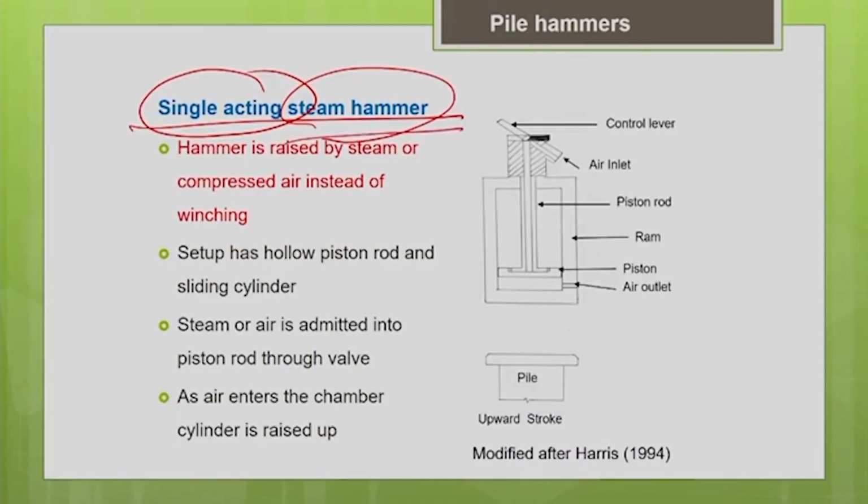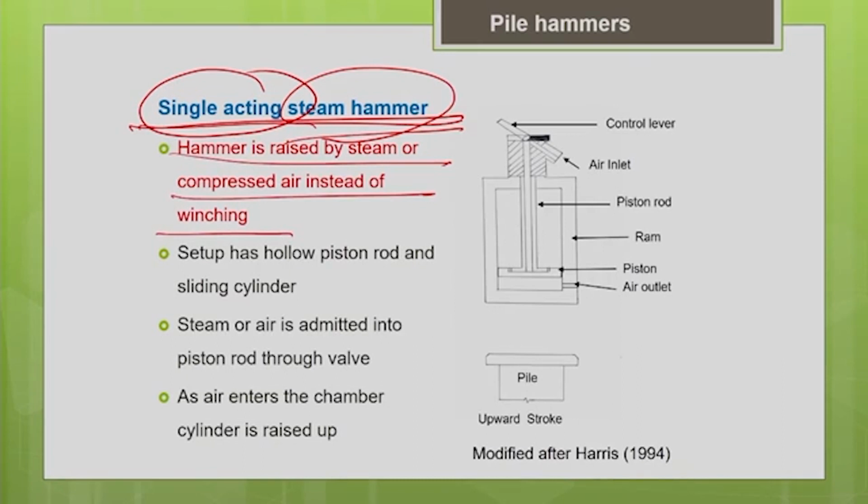That is called the upward stroke. Only during the upward stroke do I make use of the steam energy. For the downward stroke, when you allow the hammer to fall, it falls freely by gravity. That is why it is called a single acting steam hammer. The hammer is raised by steam or compressed air instead of being lifted manually. And you can see the setup.